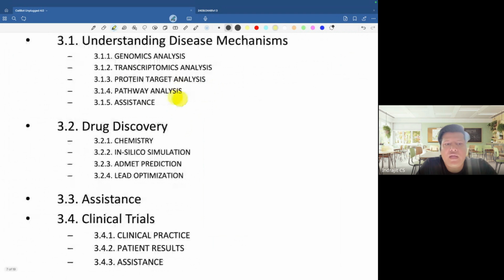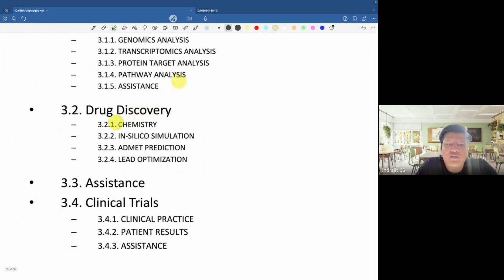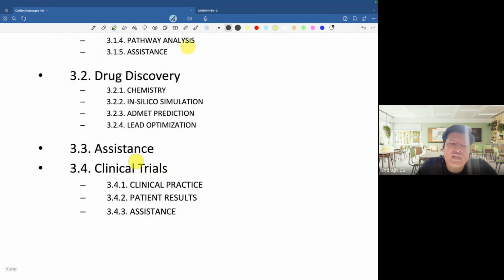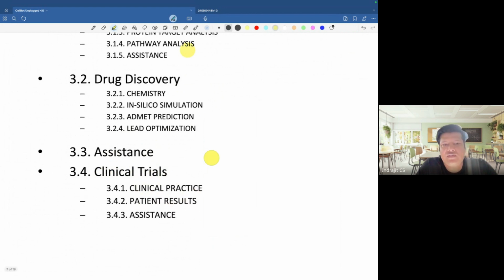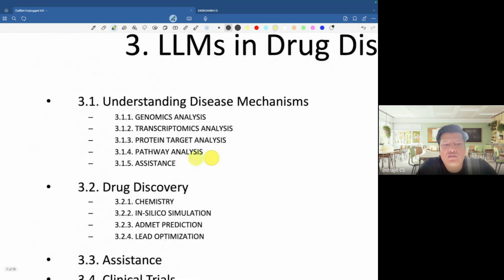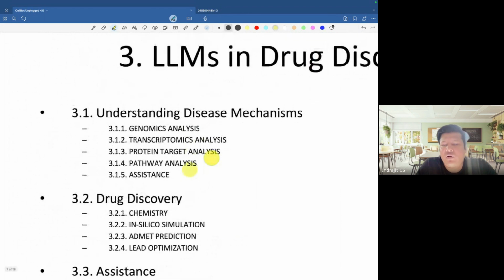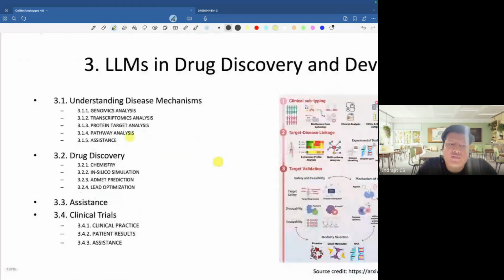That's the first step. Then you have the drug discovery step, which is basically the chemistry, in silico simulation, ADMET prediction, and lead optimization. And then you have assistance. And then the fourth step is clinical trial, where you go with clinical practice, patient result, and assistance. So these are the four major steps involved in the drug discovery process, especially utilizing LLMs for that drug discovery process.